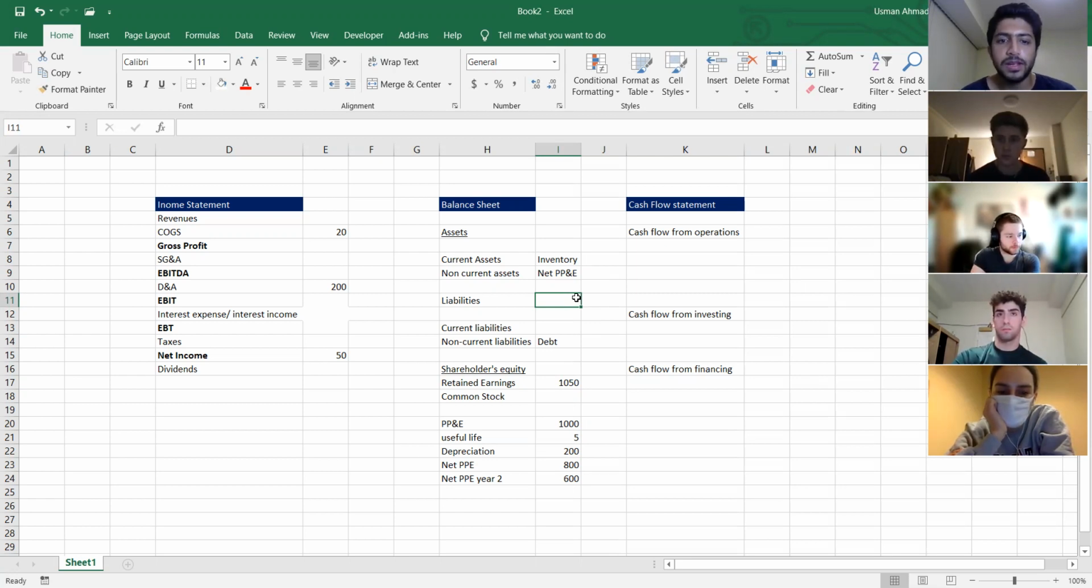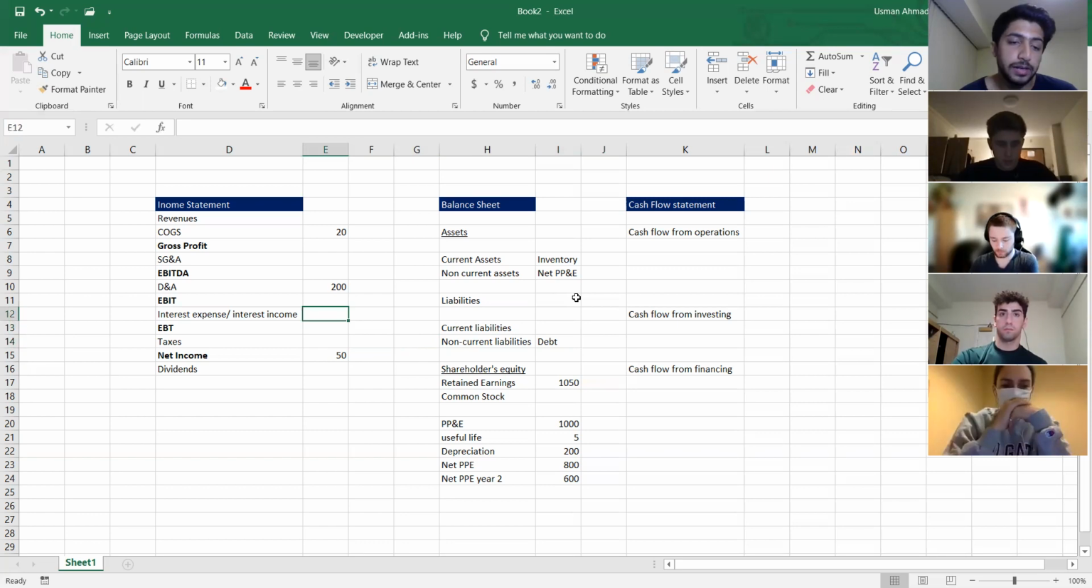No problem. So the debt is a non-current liability on the balance sheet. Any interest expense on that debt that we have on the balance sheet is recognized here on the income statement in the interest expense. So that's the third link on the presentation that I shared. All the debt that we have, any interest expense on that is recognized here on the income statement.